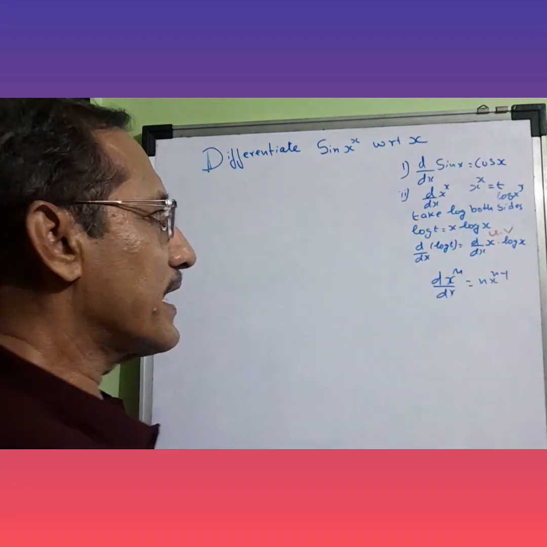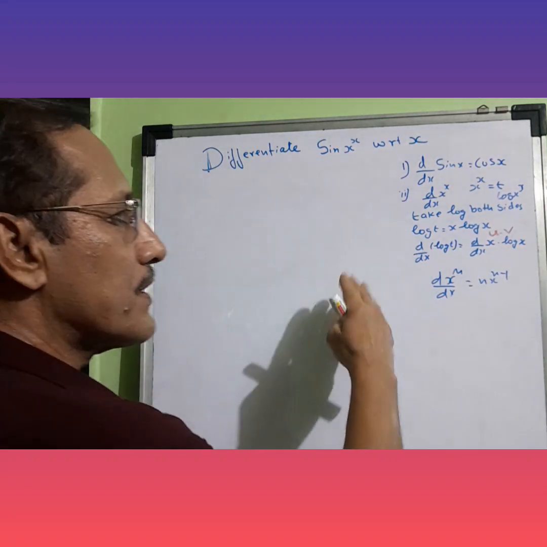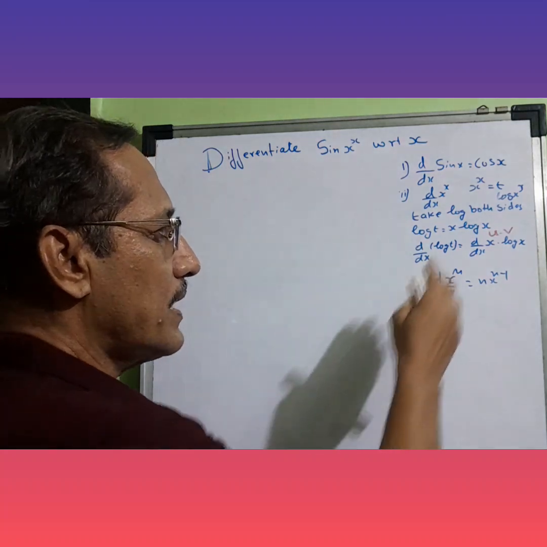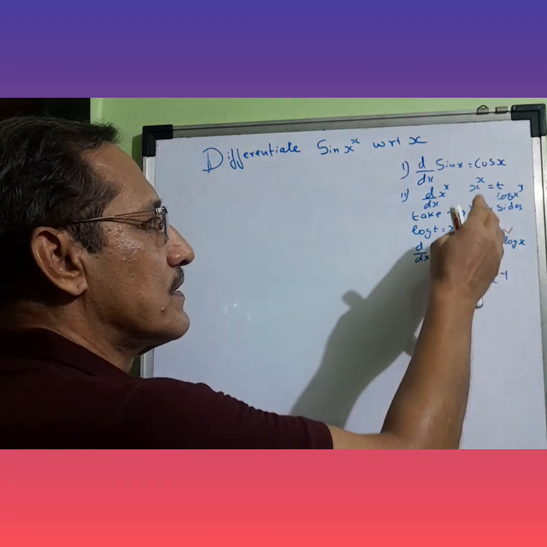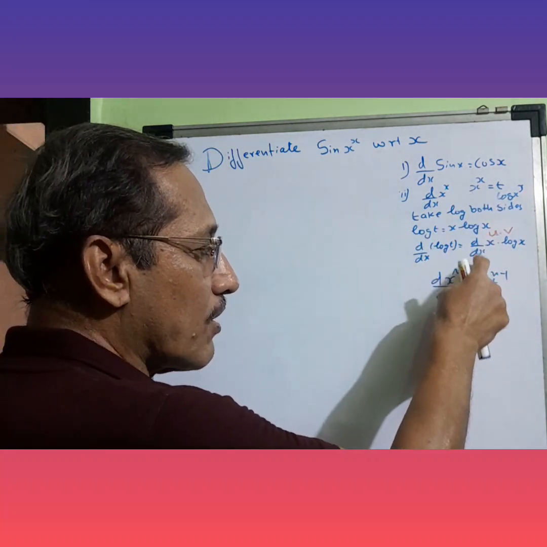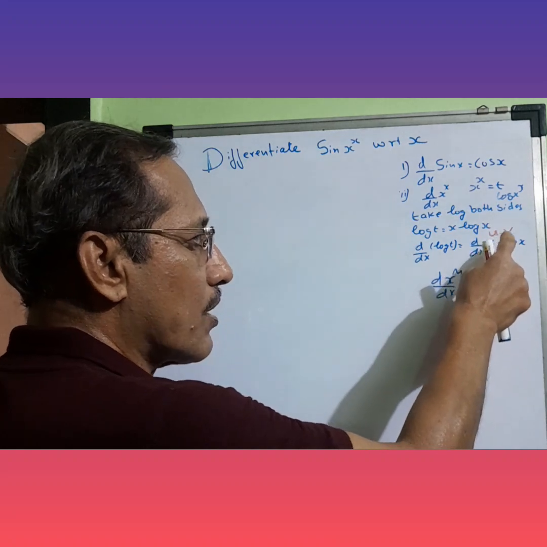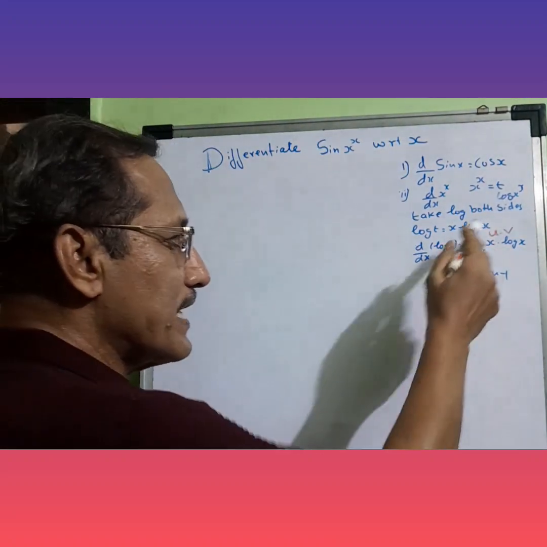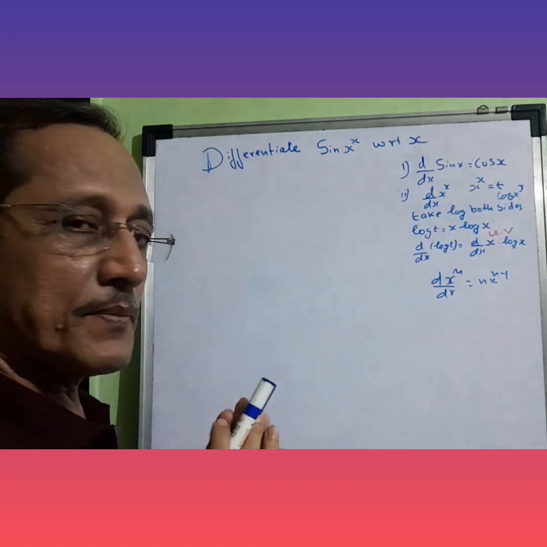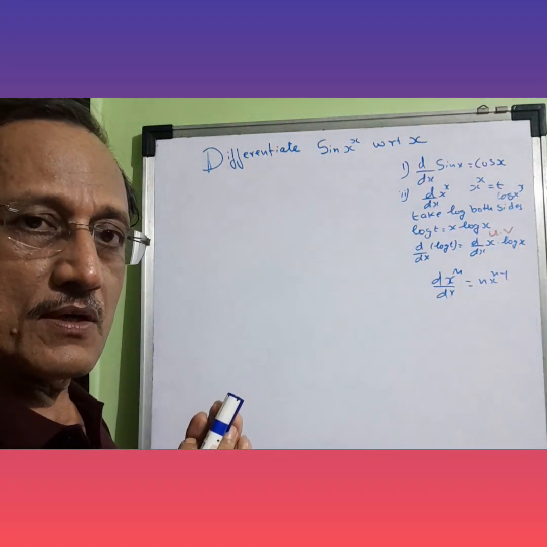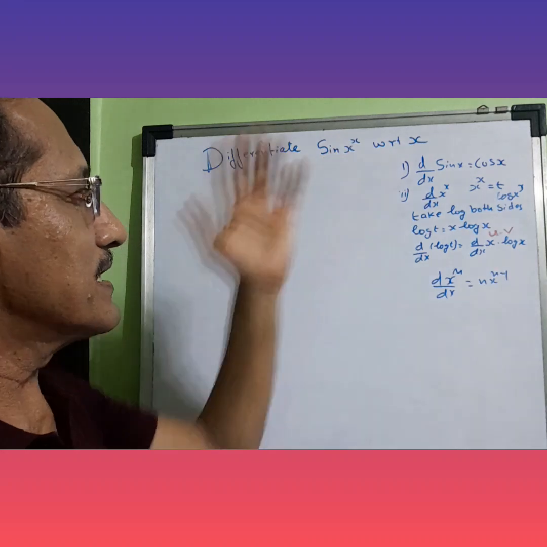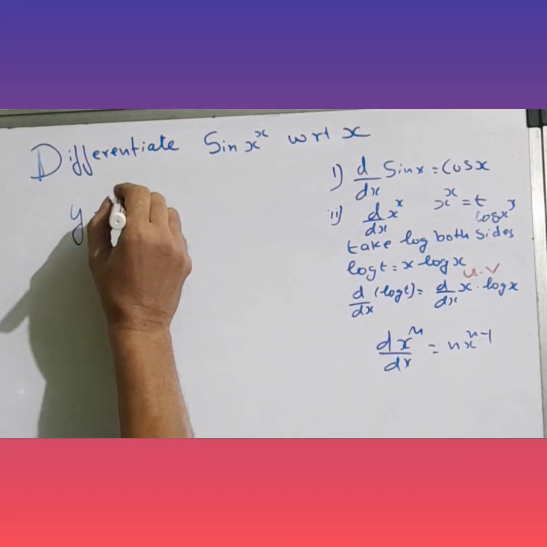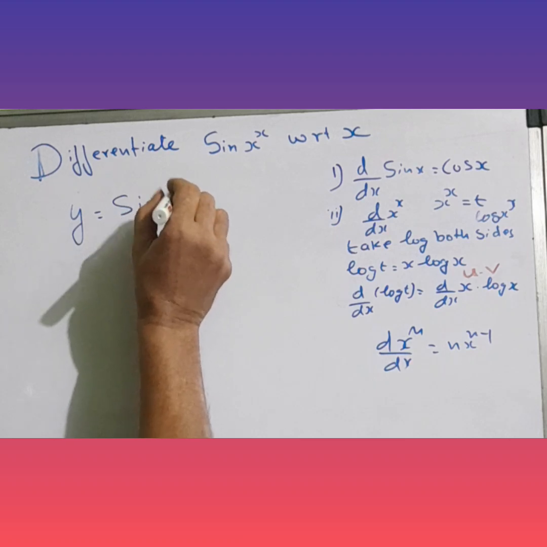So x log x, and then differentiating both the sides. d by dx of log t and d by dx of x into log x. Obviously, this is uv, so here again we have got to apply the uv rule and get to our solution. Alright, so keeping this in mind, let's progress. It is y is equal to sin x raised to x.